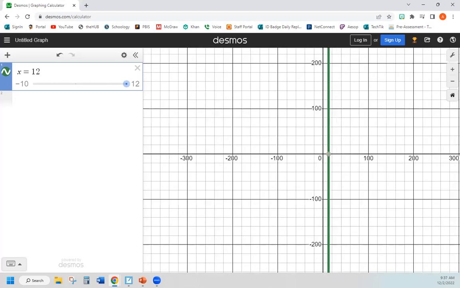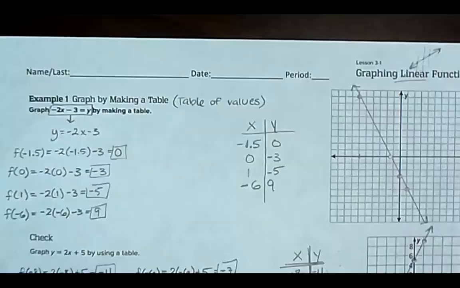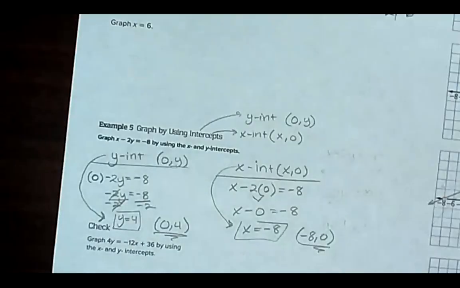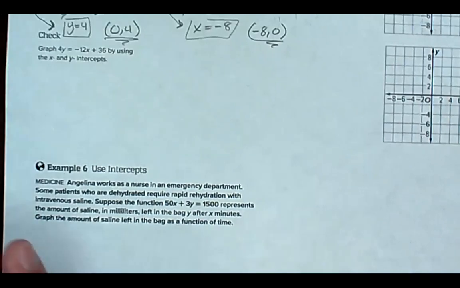Okay. So let's jump back to the worksheet. All right. Let's go ahead and check our work for this check problem. I'm like 90,000% sure that 100% of you did not do this. So let's go ahead and see if maybe you did, but let's see if you did it right.